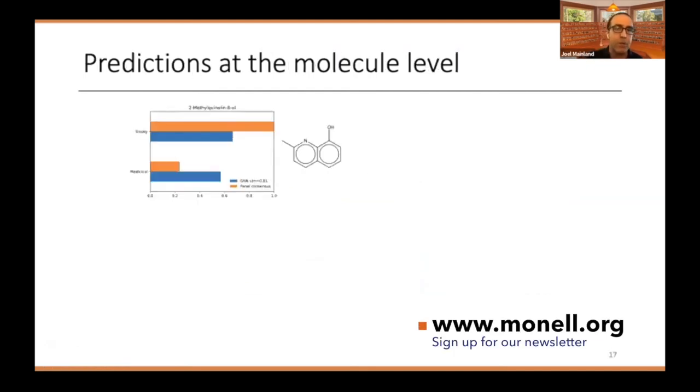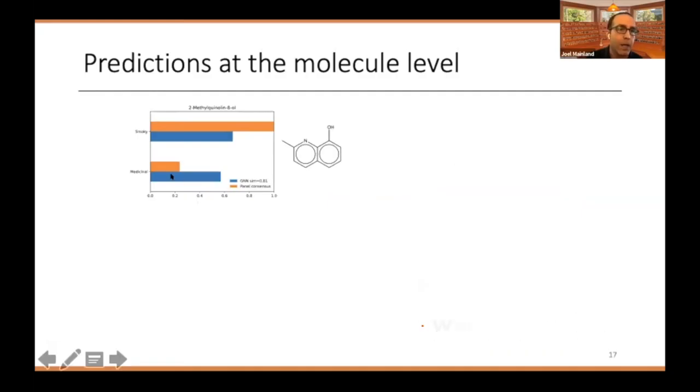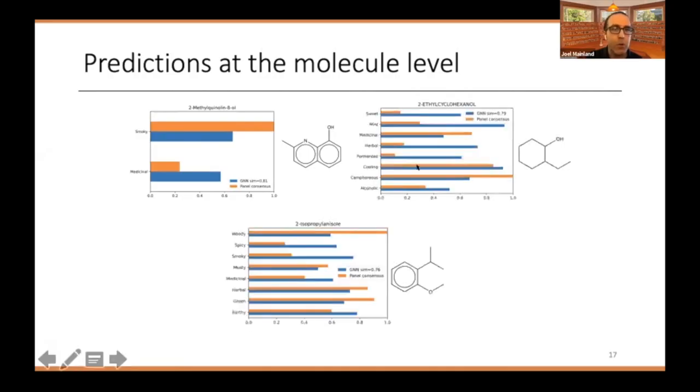Just to show you briefly what this looks like at the single molecule level, in orange here is the panel consensus. This molecule smells smoky and medicinal. And in blue is the prediction from the graph neural network. Of course, there are 53 other labels I'm not showing you. They're all about 0 in this case. The vast majority of our data, the labels, fall around 0. Usually most molecules have a relatively small number of positive values. It's very, very sparse data. Here are 2 more examples. Again, in orange is the panel consensus, and in blue is the graph neural network prediction. You can see that the graph neural network is making quite good predictions in this case.